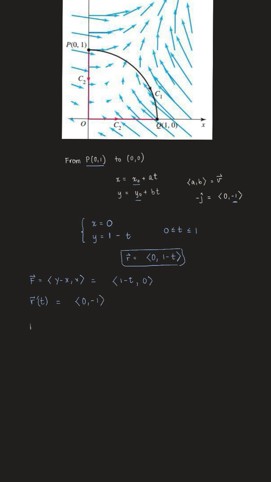Now we're ready to do the dot product. The dot product between our vector field F and r prime of t is 1 minus t, 0 dotted with 0, negative 1, which is just 0. So this part is just 0. Kind of makes sense. So the integral is going to be 0.